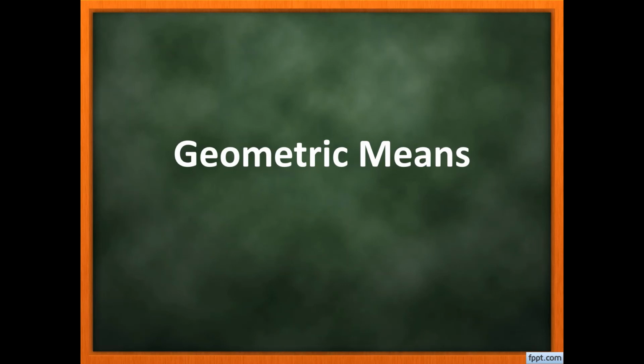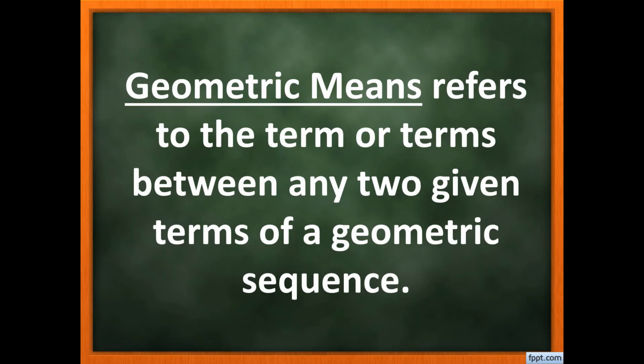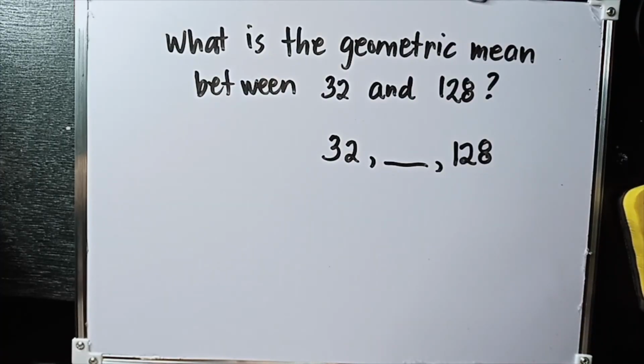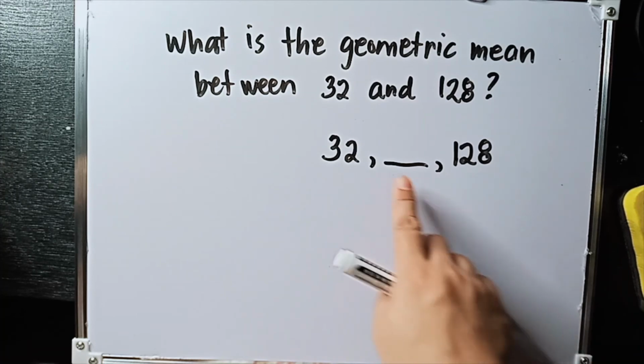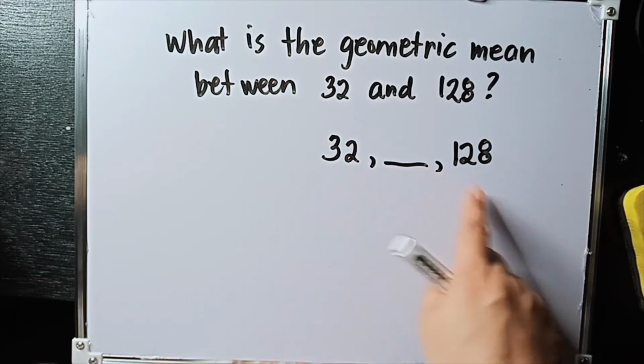Let us move on to our next topic, which is finding geometric means. Geometric means refers to the term or terms between any two given terms of a geometric sequence. Let us try to work on this example. What is the geometric mean between 32 and 128?